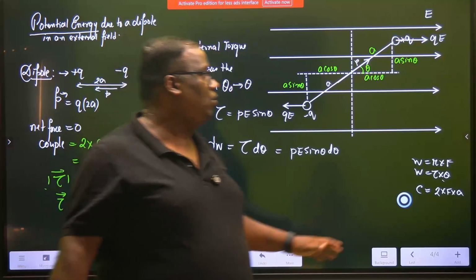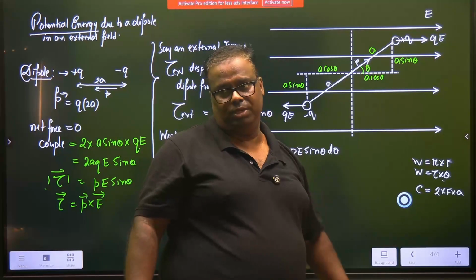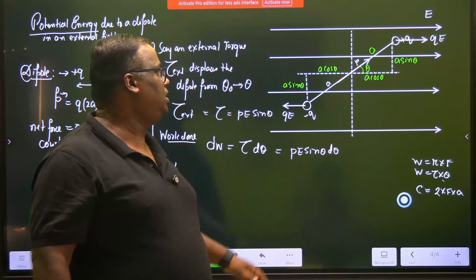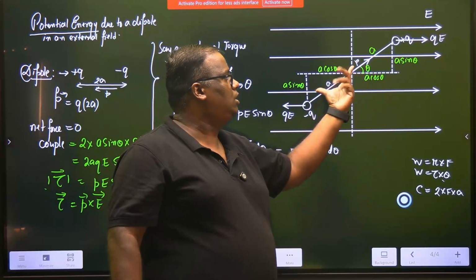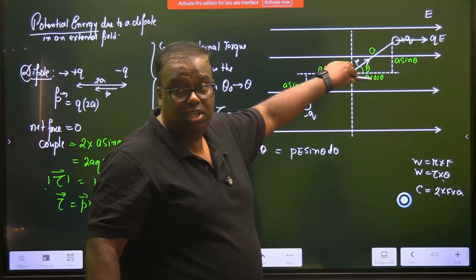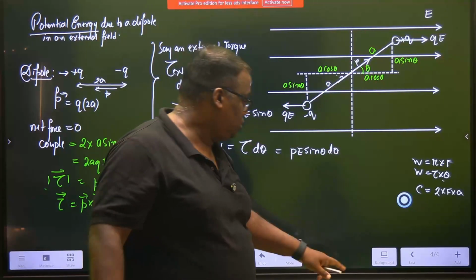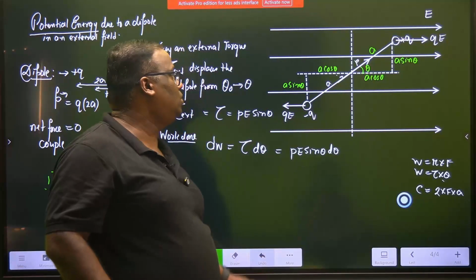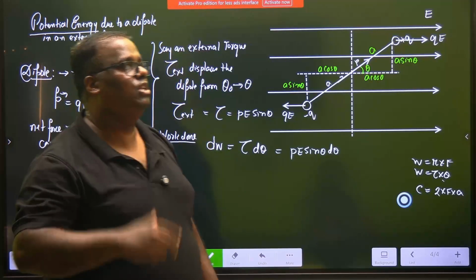Same thing we are doing. Now we want to find out the potential energy of this configuration. To find the potential energy, there is always a torque which brings it back here. But I am introducing an additional torque, because, now comes the question, how do you measure the potential energy?